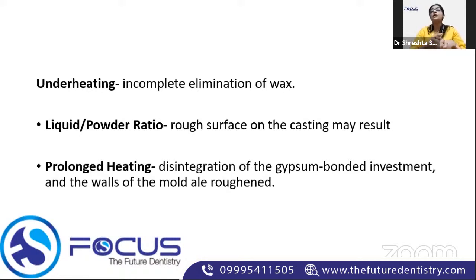What happens when you have a prolonged heating? If you increase the heating temperature to a very high temperature, what usually happens is, especially if you're using gypsum bonded investment, it is going to disintegrate and the walls of the mold are going to crack. This cracking again will cause extrusion of the molten metal, which will cause roughness of the casting.